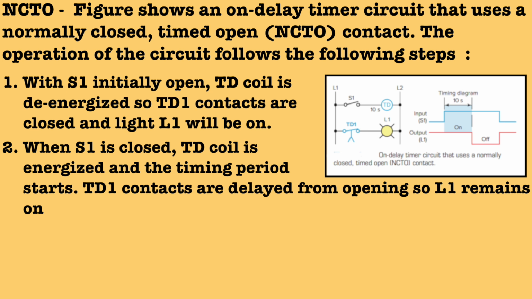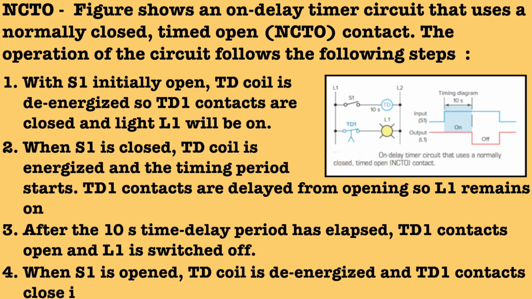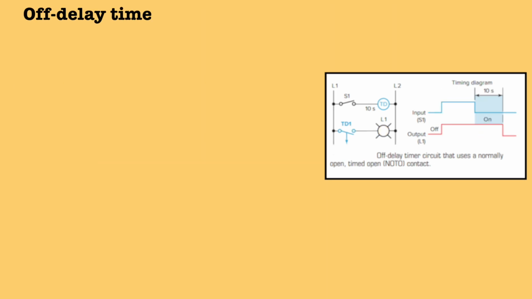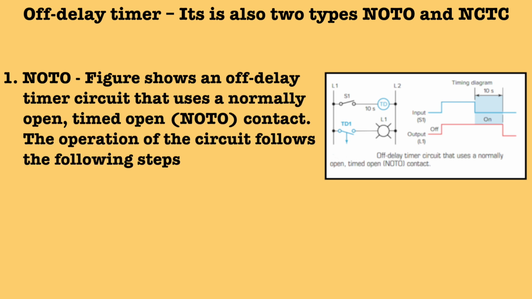TD1 contacts are delayed from opening, so L1 remains on. In the next step, after the 10-second time delay period has lapsed, TD1 contacts open and L1 is switched off. And in the next step, when S1 is opened, the TD coil is de-energized and TD1 contacts close instantly to switch L1 on. Similarly, the off delay timer is also of two types, NOTO and NCTC. NOTO represents normally open timed open contacts and NCTC normally closed timed closed contacts.